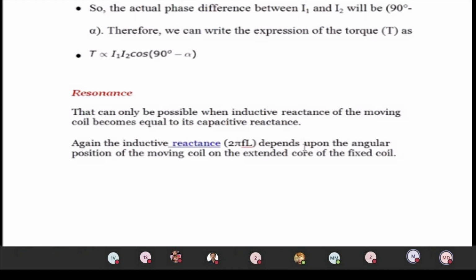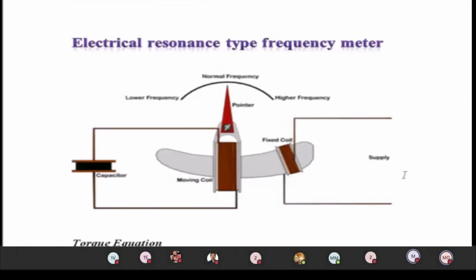And what is needed? Again, the inductive reactance of the moving coil depends upon the angular position of the moving coil. So the inductive reactance is going to vary. Whenever the moving coil changes its position, the inductive reactance also is going to change, which has been given by 2 pi FL. So this inductive reactance depends upon the angle which the moving coil is going to change. Suppose if you switch on the supply, the current is going to enter the fixed coil, so it is going to act as a magnet.